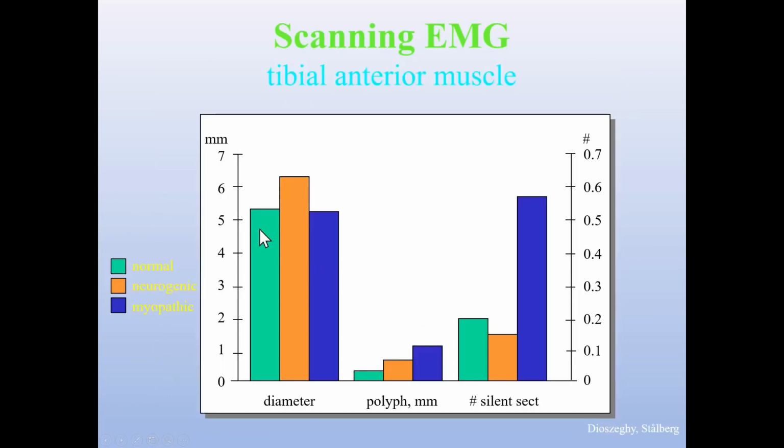And a statistical analysis shows here the total diameter of the different motor units: normal, neurogenic, myogenic, and you see neurogenic is only increased very little. Polyphasicity is increased in myopathy, and the silent areas are increased very much in myopathy, and there are fewer silent areas, even fewer than normal, in the neurogenic condition.